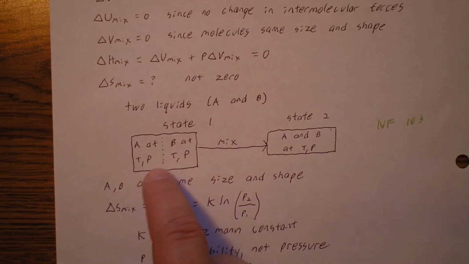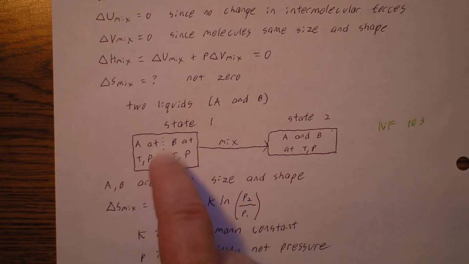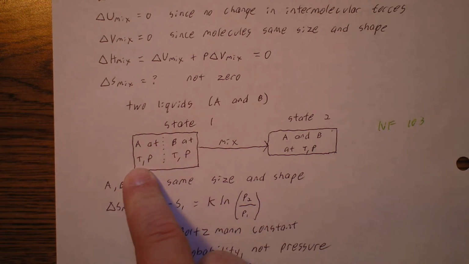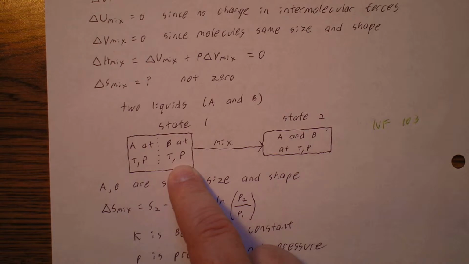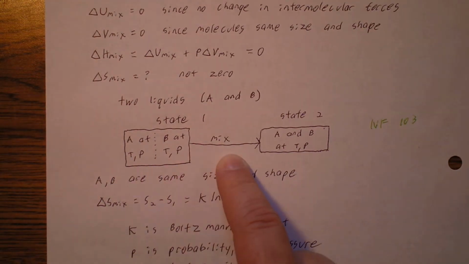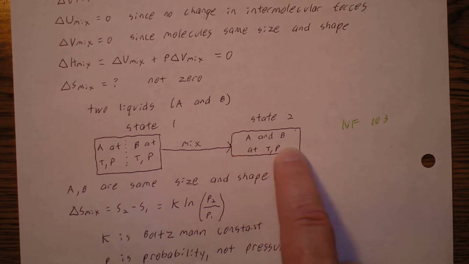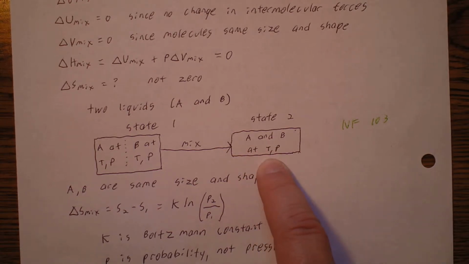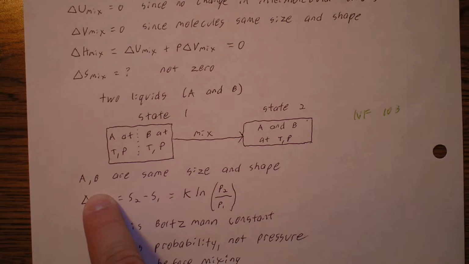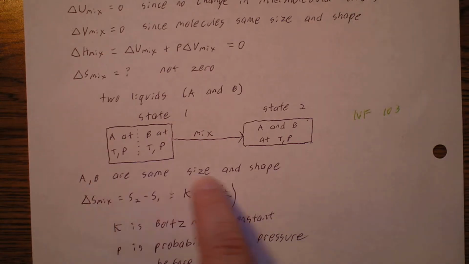So state 1, we've got A and B in here separately. A is at whatever temperature and pressure. B is at the same temperature and pressure. We're going to allow them to mix. So state 2 is going to be the fully mixed state. We're going to have A and B in here mixed together, still at the same temperature and pressure. But remember, this is an ideal solution, so we're saying A and B are about the same size and shape.